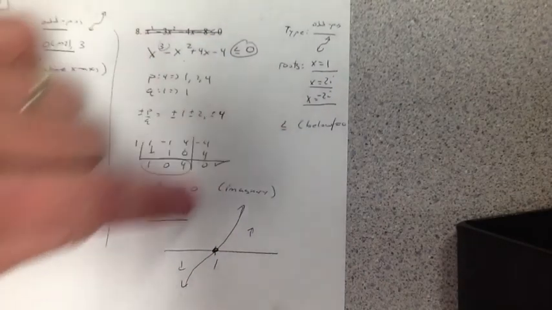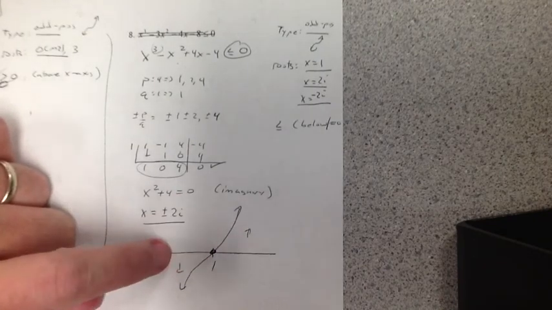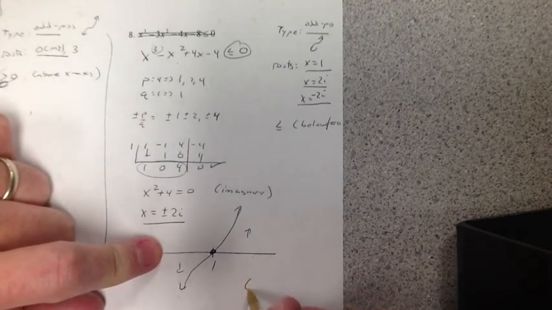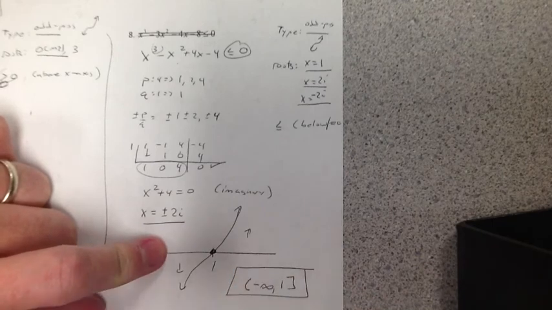So where is my graph below or equal to 0? At less than 1. So the answer is going to be from negative infinity to 1. We can include 1, so we make that a hard bracket.